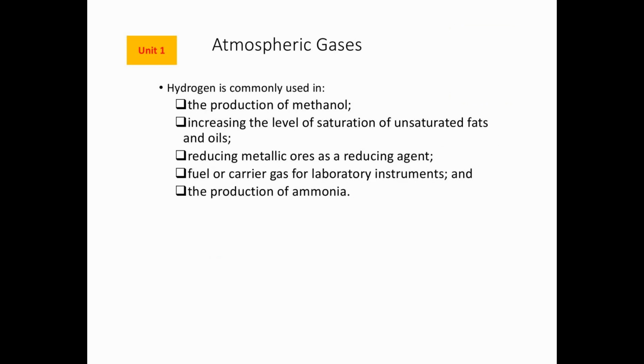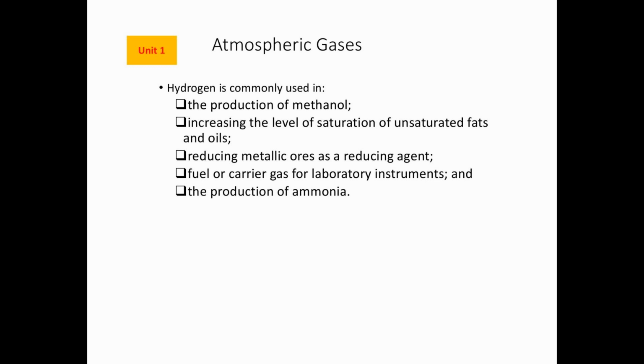Hydrogen is commonly used in the production of methanol, increasing the level of saturation of unsaturated fats and oils, reducing metallic ores as a reducing agent, or used as a fuel for laboratory instruments. For example, your FID, flame ionization detector, uses hydrogen, or your TCD analyzer. Some use pure hydrogen, some use a fuel mix.